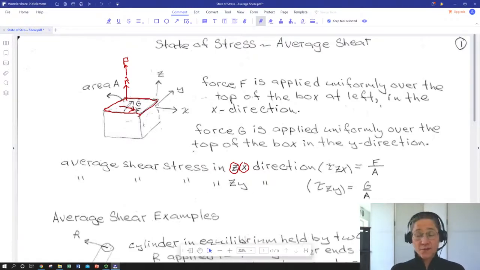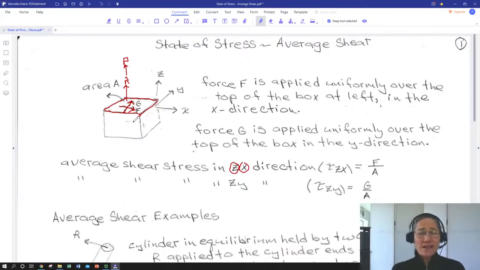We have another option for shear: an orthogonal second shear going at 90 degrees. If we had a force G pointing in the y direction on the z face, we would have a tau zy, defined in its magnitude as the magnitude of the force G divided by that same area A. So two average shears. Why is it average? Because we're taking a force and dividing it by the whole area.